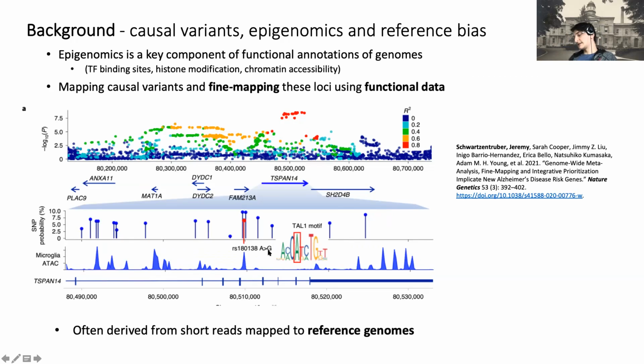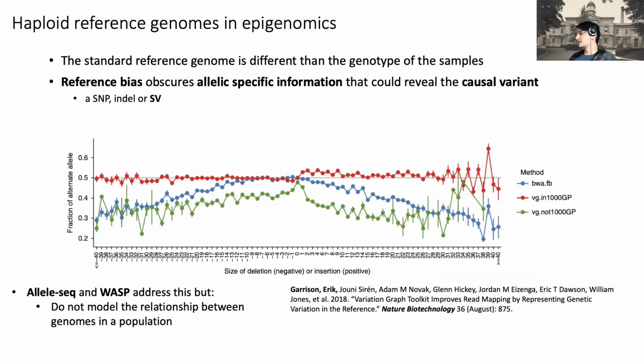So the way we generate this data is really from short read sequencing experiments that we then map to reference genomes. And then you will see that when we talk about reference genomes, we are introducing a source of bias called reference bias. And also because the genotype of the sample we study is not identical to the reference genome, we also lose some allele-specific information that could be useful in understanding the trait more.